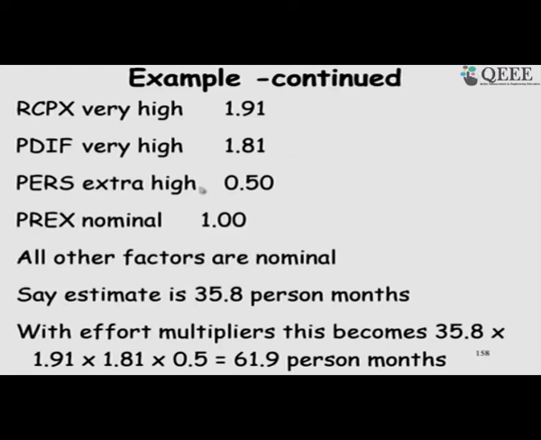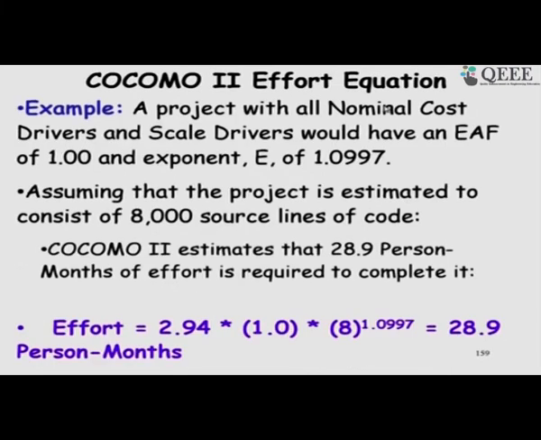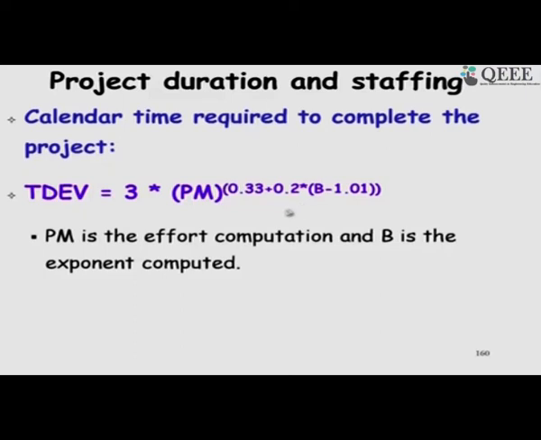So, this is the scale factor, given scale factor, and then all other multipliers are nominal, and then there is one more example for effort estimation using COCOMO 2, and then we use the duration and then the staffing estimation. So, again we substitute in the formula, we will look at a tool where we just enter the values and it gives you these results.